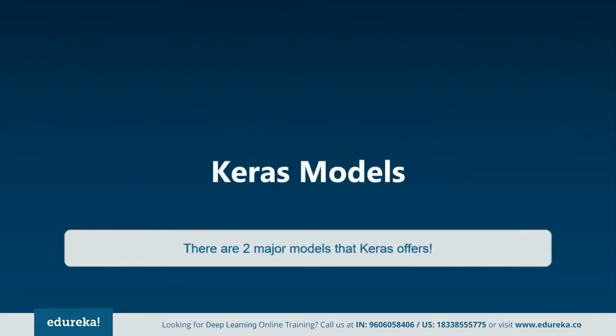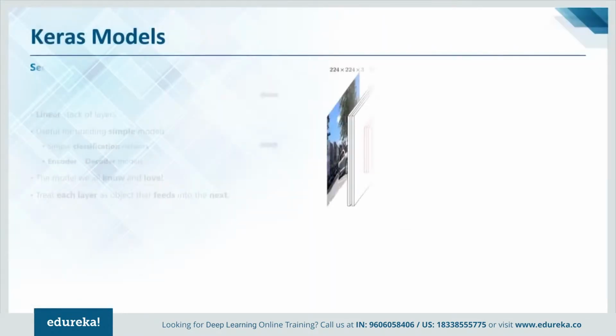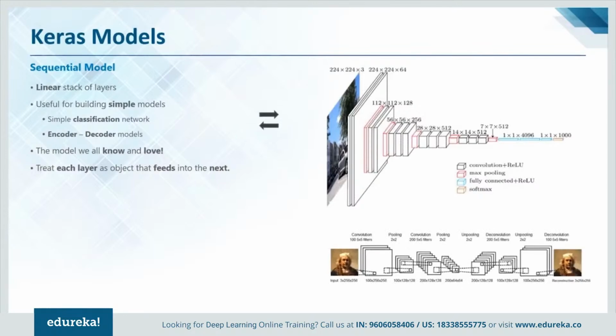So next, let's dive a little bit deeper and check out the two major models, guys. The first model is the sequential model. The working is basically like a linear stack of layers. So the first thing that comes to my mind when I think about the layered approach is the sequential model. It is majorly useful for building simple classification networks and encoder-decoder models, guys. And definitely yes, this is the model which we all know and love. So here we basically treat every layer as an object that feeds into the next layer and so on.